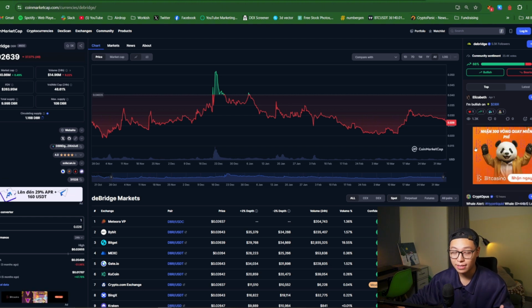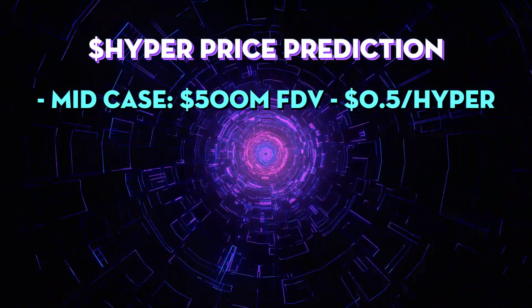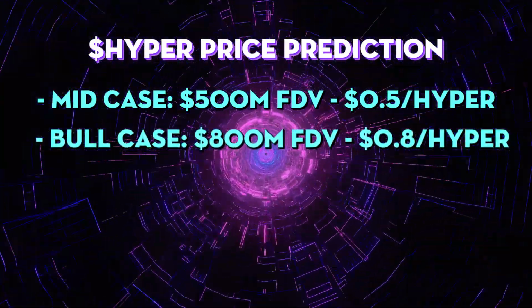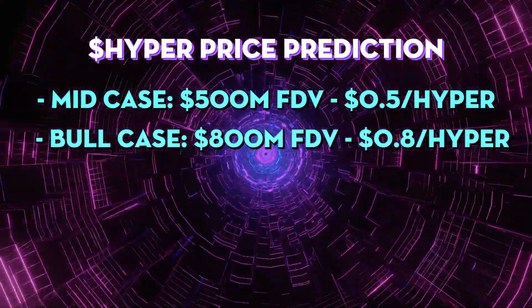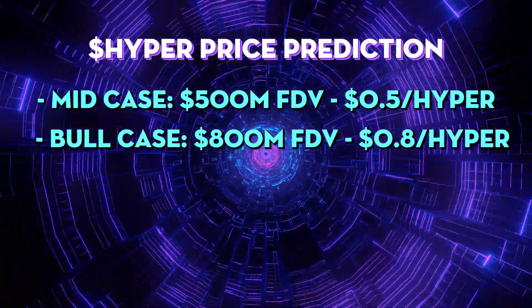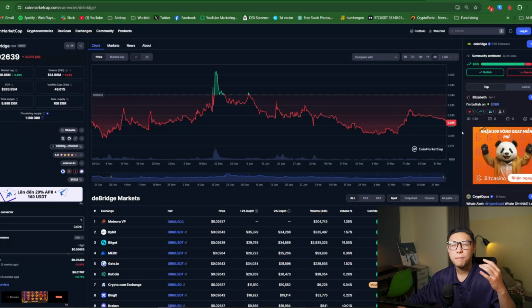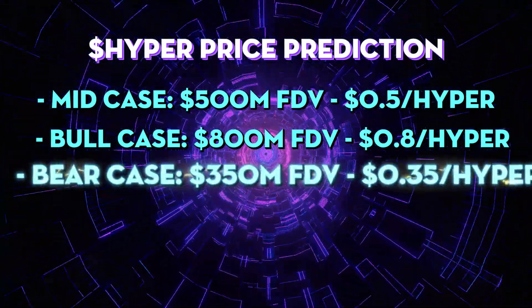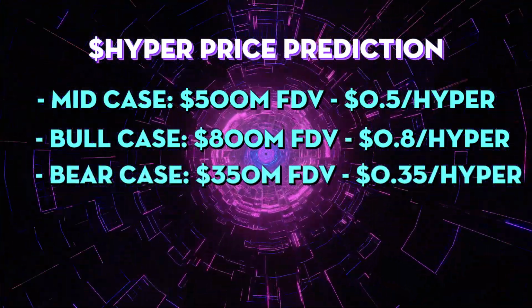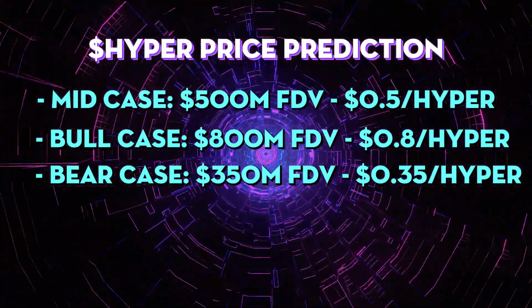That is the middle case, the normal case. The bull case is Hyperlane gets on Binance, and it's going to be at around $800 million in FDV, which means 80 cents per token. But I don't know if they're going to be on Binance. The bear case, however, is going to be $350 million in FDV, which means 35 to 40 cents per token.